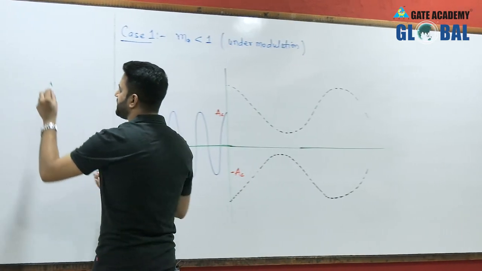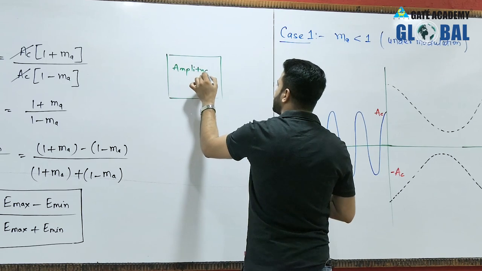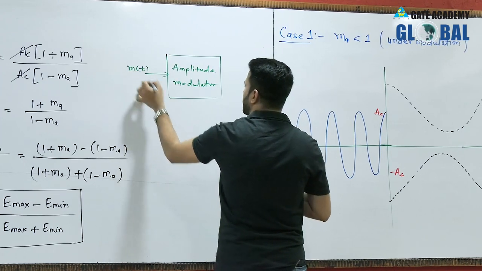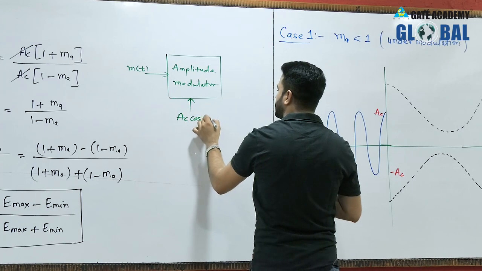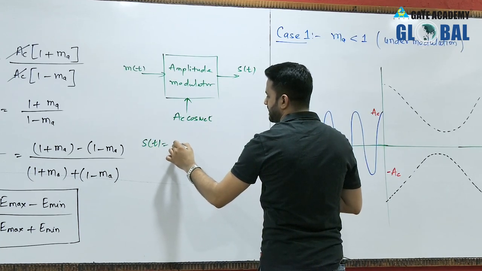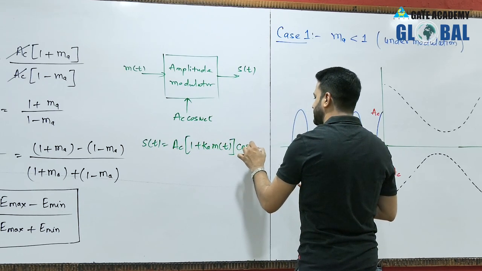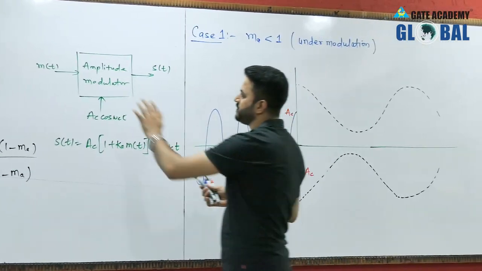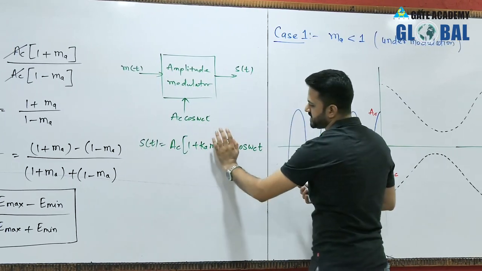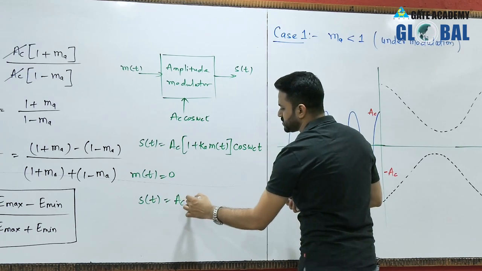So if we have the block amplitude modulator, as we discussed in the last lecture, we have message signal m(t) and we have carrier signal Ac cos omega c t, and we get the signal s(t), which is s(t) = Ac [1 + k m(t)] cos omega c t. Suppose in this block there is no message signal, that means m(t) is 0. Then this expression will be Ac cos omega c t.